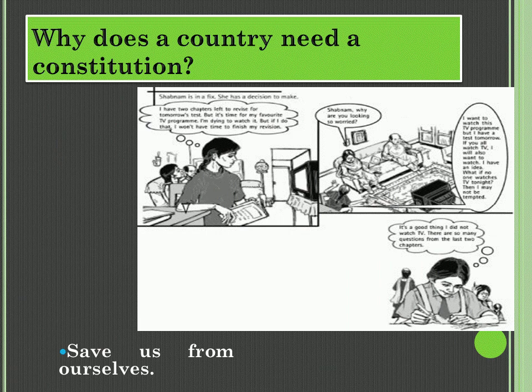And also, Constitution saves us from ourselves. See this storyboard. Sabnam wants to learn two chapters for her test tomorrow. At the same time, her family members are watching a TV program that is also a favorite of hers. So, she decided to tell the family members, if no one is watching the TV tonight, I may not be tempted. So, you can save yourself.